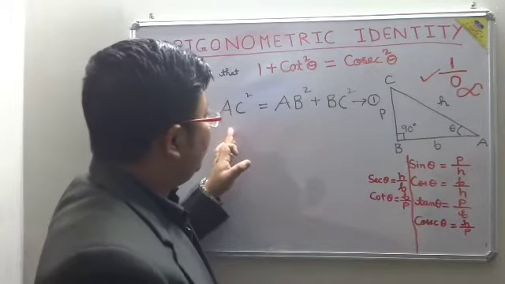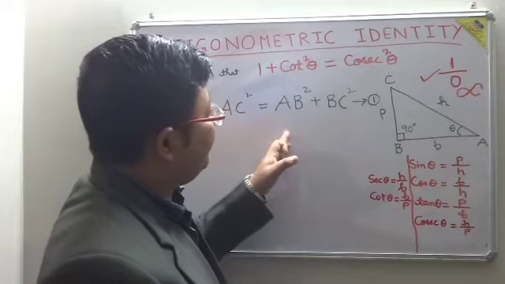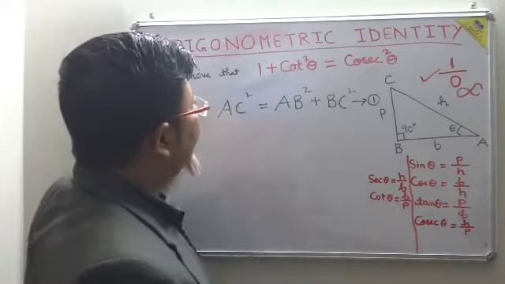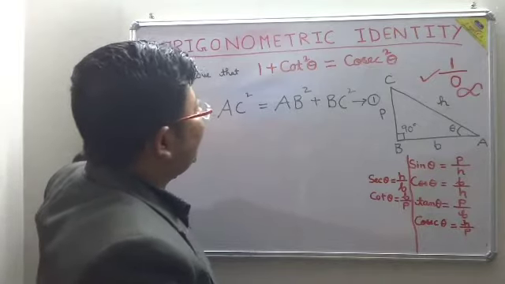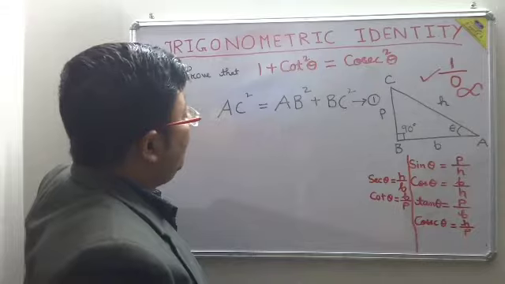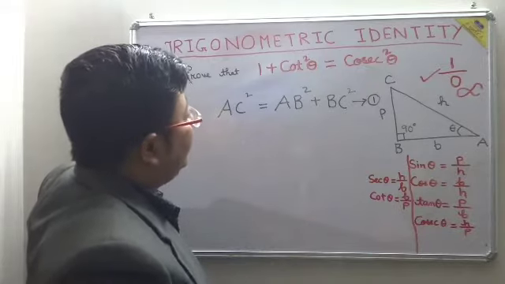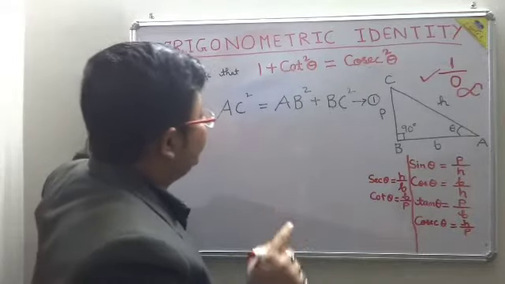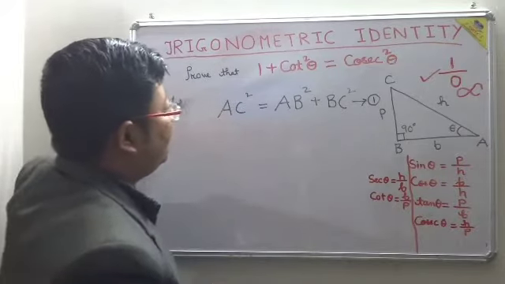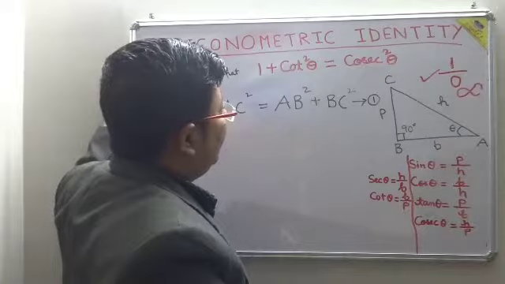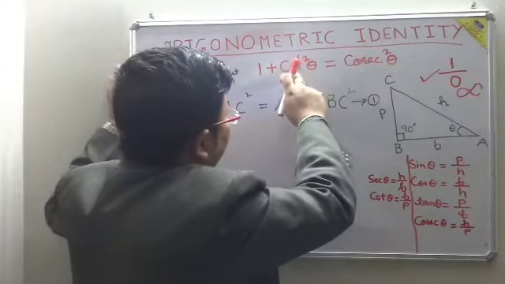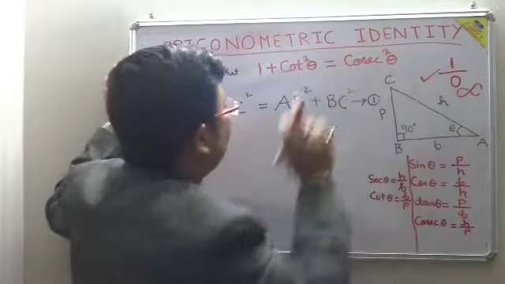So hypotenuse square, meaning AC square, will be equal to AB square plus BC square. Same line I have written here. Now we have to prove that 1 plus cot square theta will be equal to cosec square theta. In the earlier two cases we divided by AC square, and for the other one, 1 plus tan square equal to sec square theta, we did it by AB square. Now let us see by BC square, because we have to make one side 1 and get these identities also, cot and cosec.